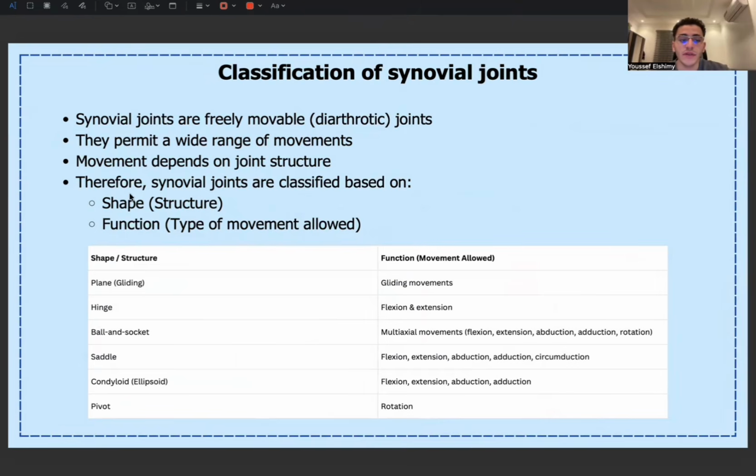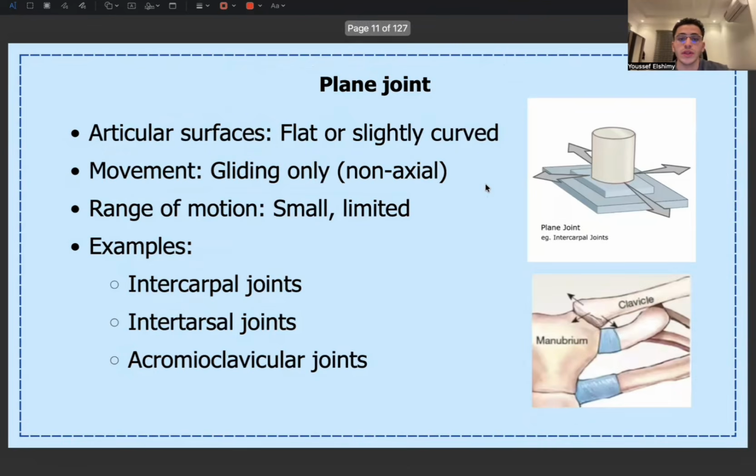So we have different shapes or structures. We have the plane gliding joint, we have the hinge joint, we have the ball and socket, saddle, condyloid, which is also called ellipsoid, and we have the pivot. And these joints allow for certain movements. So, for example, the plane joint allows for gliding movements. The hinge allows for flexion and extension, etc. We're going to cover each type or each shape of the joint, and we're going to mention the function or the movement allowed. Starting with the plane joint.